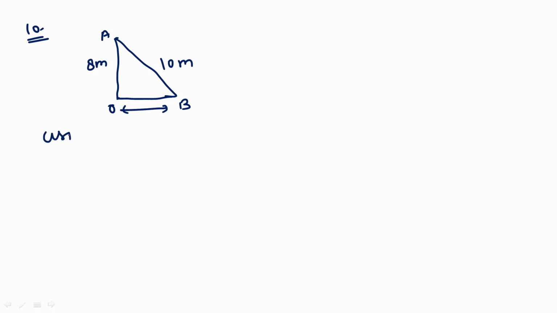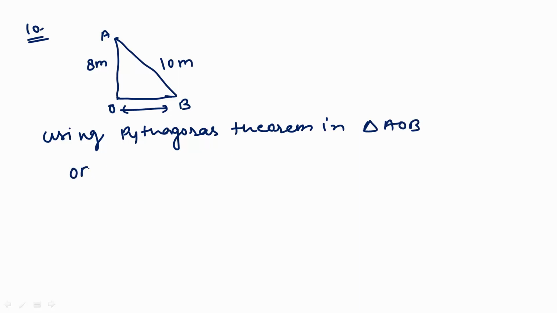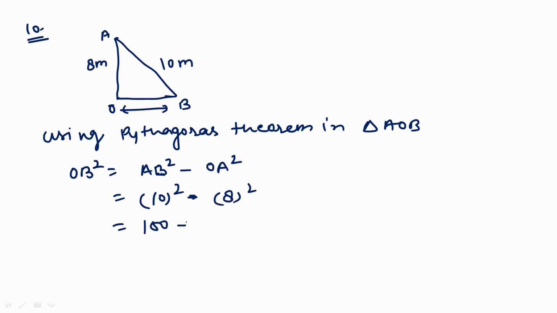Now using Pythagoras theorem in triangle AOB, OB square is equal to AB square minus OA square. This will be equal to 10 square minus 8 square. 10 square is 100, 8 square is 64, OB square is equal to 36, then OB is equal to 6 meter.